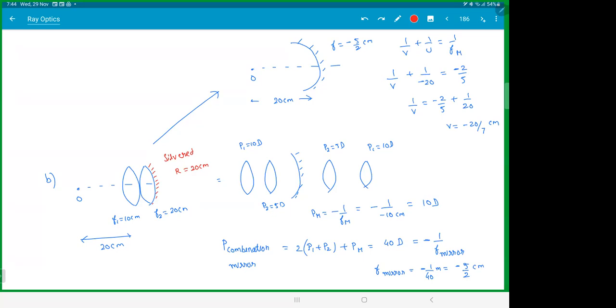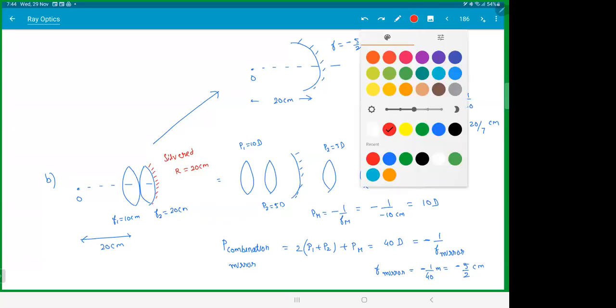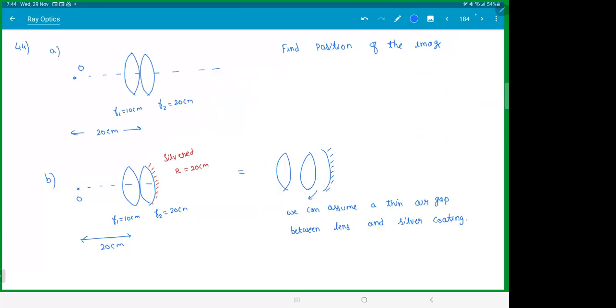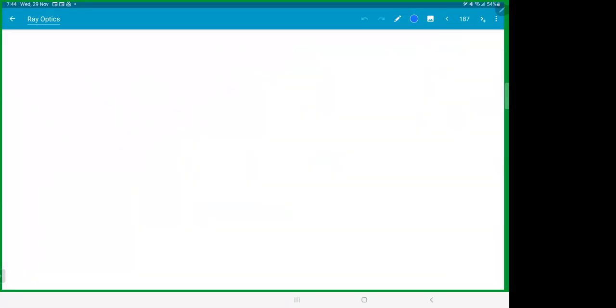Clear? Next thing. Any doubts on this? Anyone not clear with this? Please ask. I hope you're getting now how to use this. So this way it will be quite useful if you have multiple lenses also.